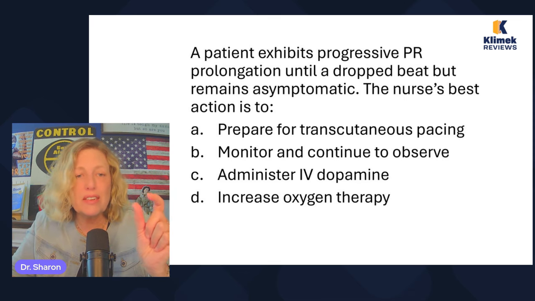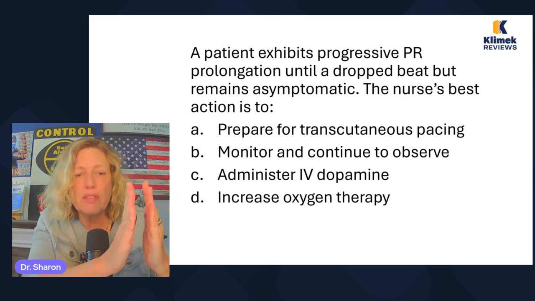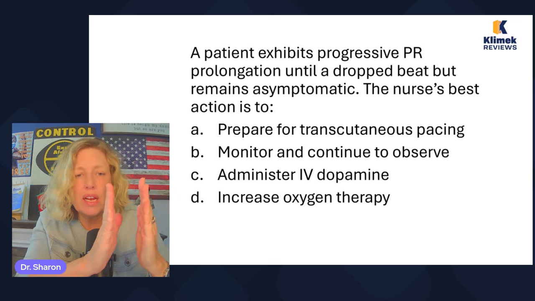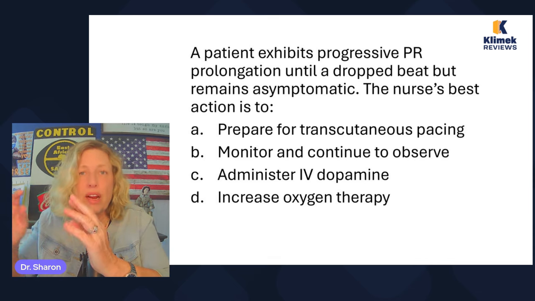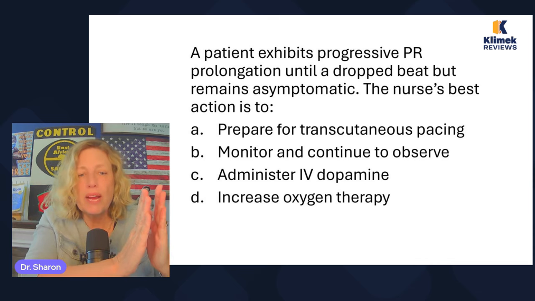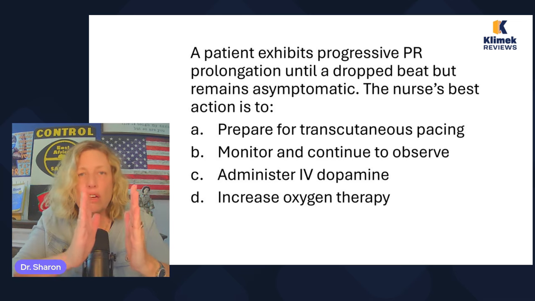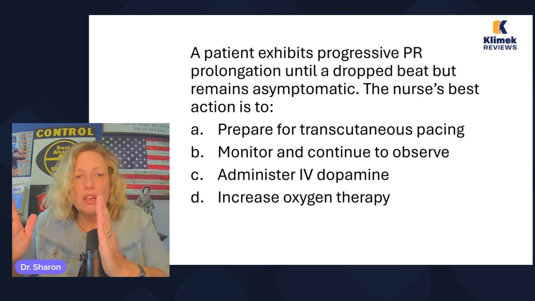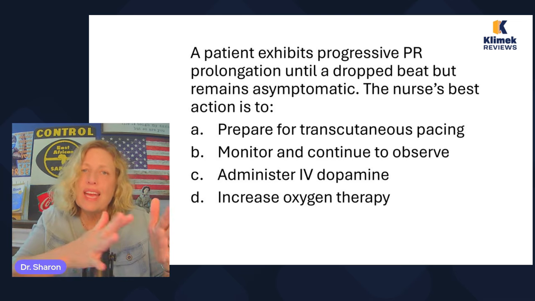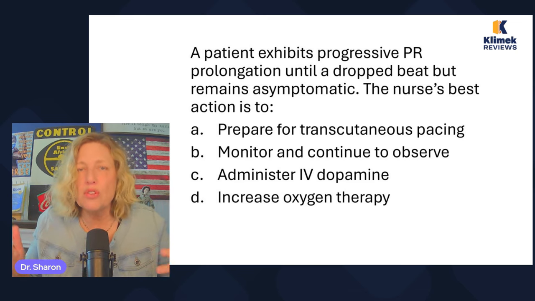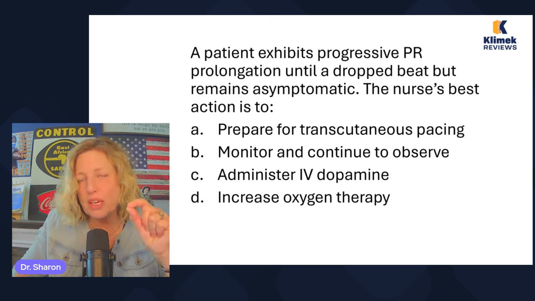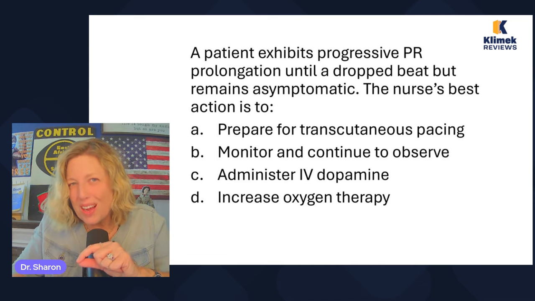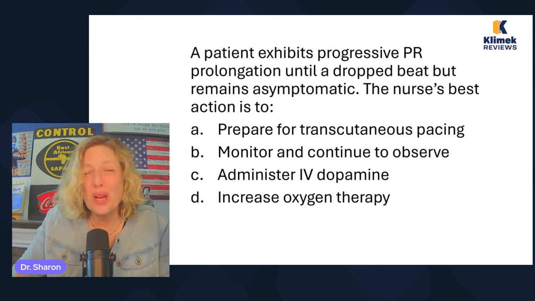So a progressive PR prolongation. You have a normal PR, and then you have a longer PR, and then a longer PR, and then a longer PR, and then you drop the QRS. And then you go back to a normal PR, and then a longer, and a longer, and a longer, and then you drop the QRS. So like every fourth or fifth beat, you drop your QRS as your PR lengthens. That's called a second-degree heart block Mobitz 1, also known as Wenckebach.